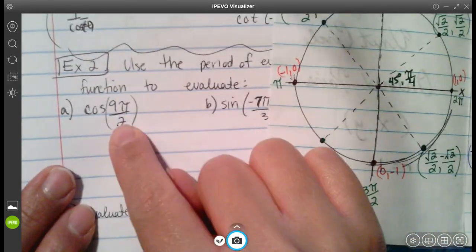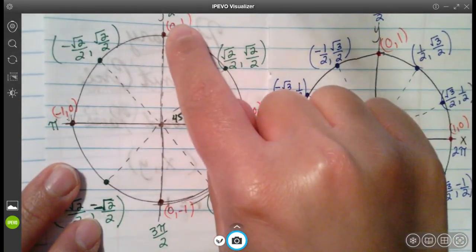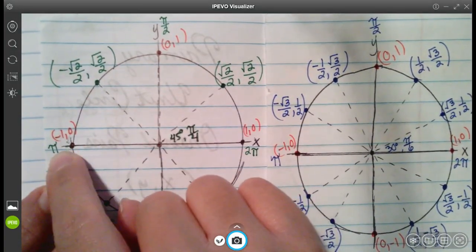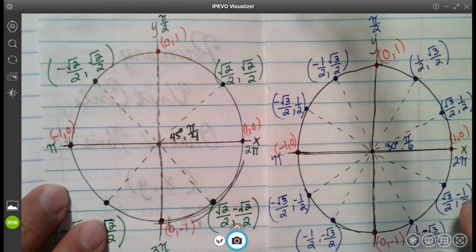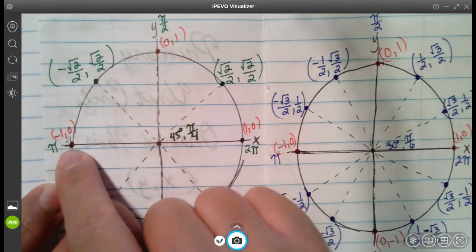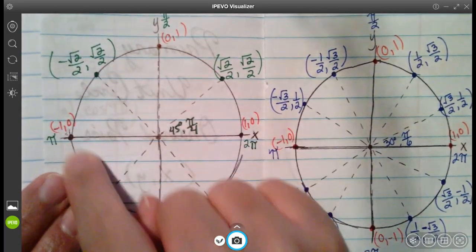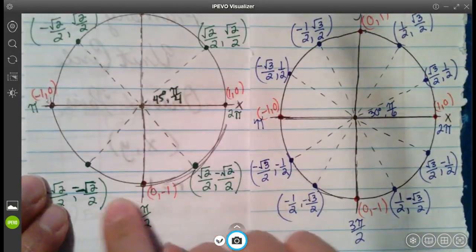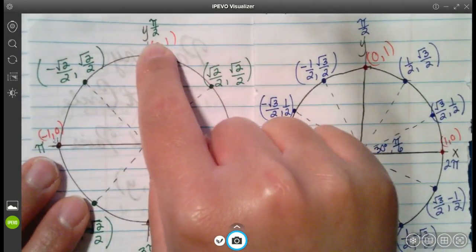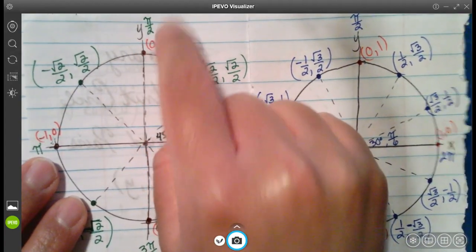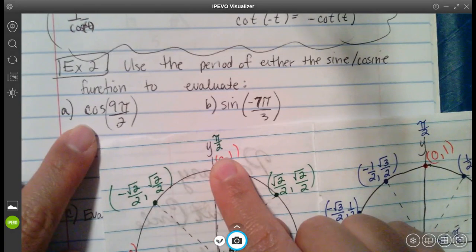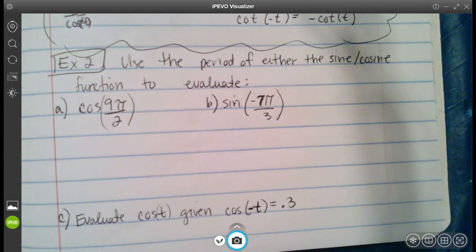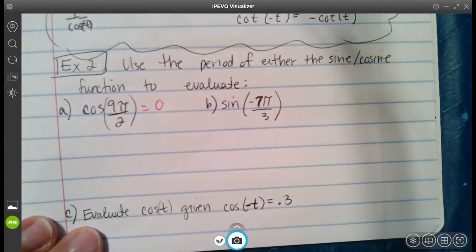So when we're thinking halves, this is pi halves. So this is 1 pi half, 2 pi halves. Remember, 2 pi halves is the same as pi. So 1 pi half, 2 pi halves, 3, 4, 5, 6, 7, 8 pi halves, and 9 pi halves. So we can use our unit circle that way. 9 pi halves lands right here, and they're looking for cosine. So the x value here is 0. So the answer for the first one is just going to be 0.